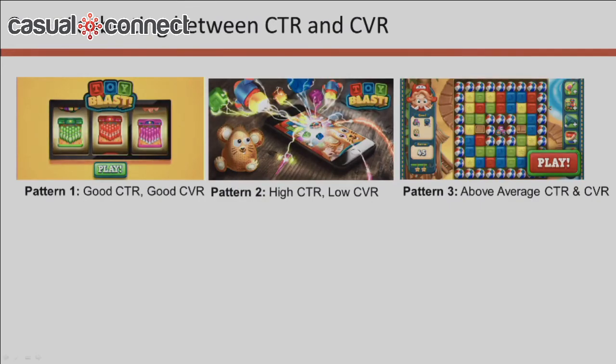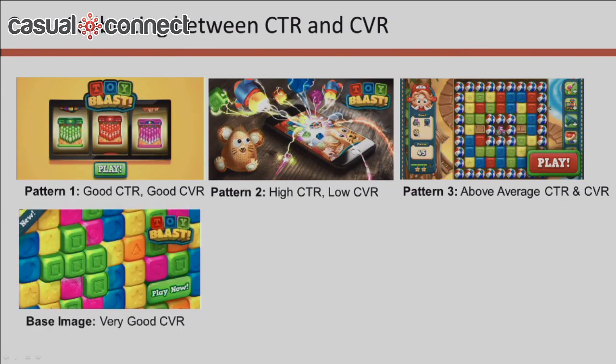So these are some examples from Toy Blast. The first one has the same problem as the one I've shown. The second one is a very high CTR, high CVR ad. We loved it when we first saw it, and we said, yeah, this is going to work. And it failed badly. The reason is we liked it, but we were not the target audience. So in the team, we have this saying: if we like the image, it's probably not going to work, because we're not them, eventually, right? And the third one is a very simple one. It's just a gameplay screen, but it works really well.